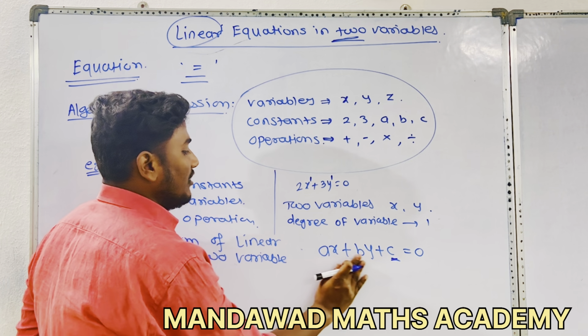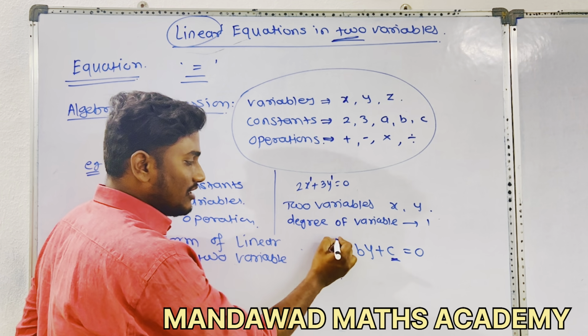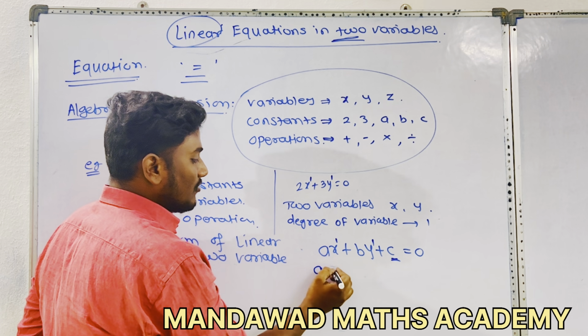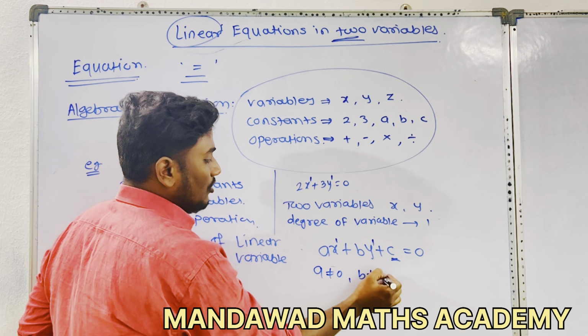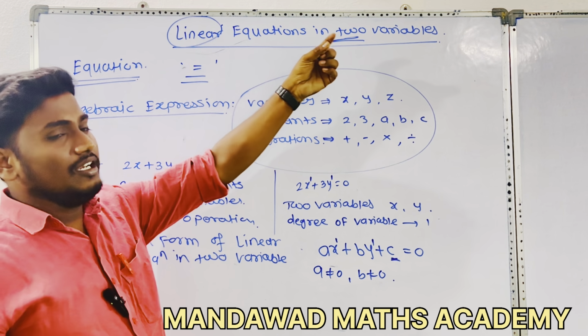In this, how many variables are there? x and y are the variables. The power of the variable is 1, so therefore it is linear. In this, a is not equal to 0 and b is not equal to 0. Then this equation is called a linear equation in two variables.